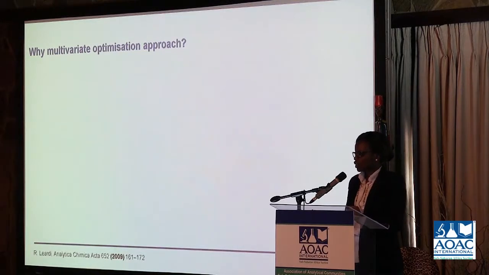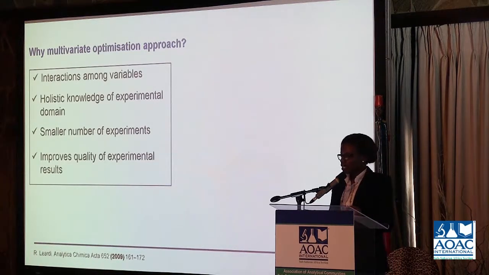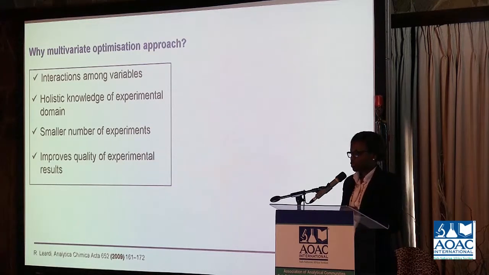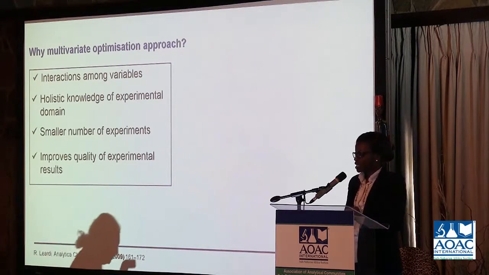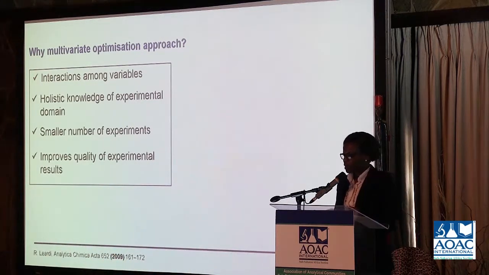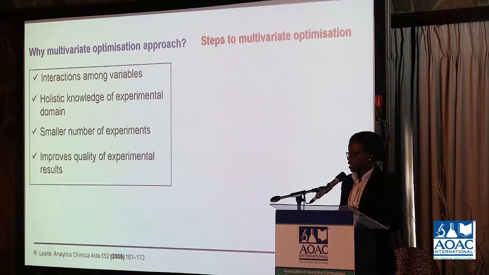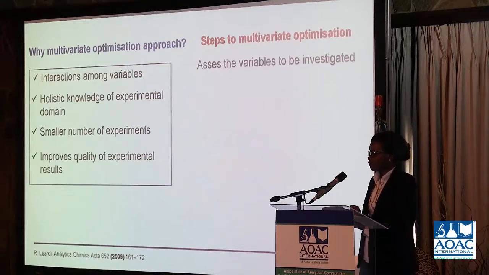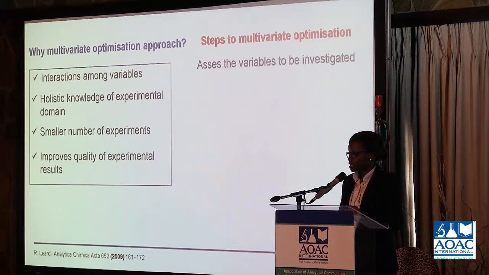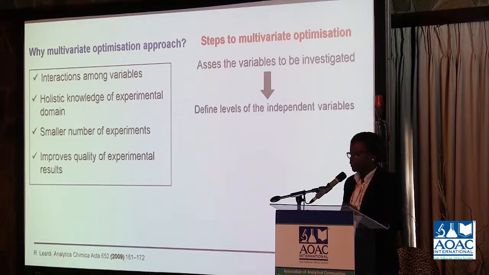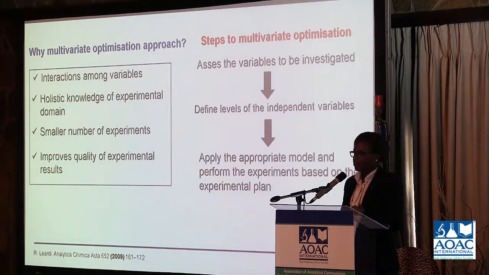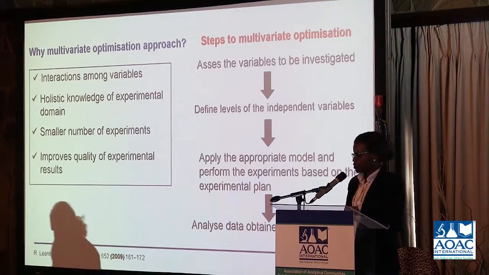Why I choose to do multivariate optimization is because it allows for interaction among variables, unlike doing one variable at a time, and it gives a holistic knowledge of the domain. You have smaller experiments, and it improves the quality of experiments. The steps are: you decide on the variables that you want to investigate, the levels of those variables, and the dependent variables, and then you apply the appropriate model for your experimental plan, using the first order or second order factorial design, and then you analyze the data obtained.